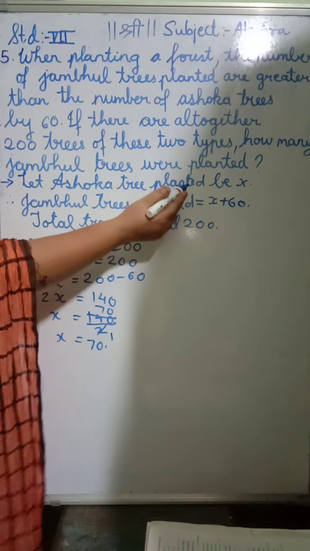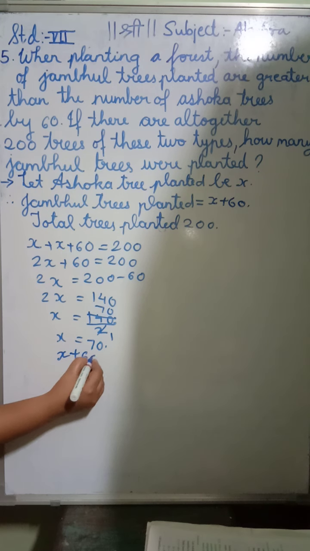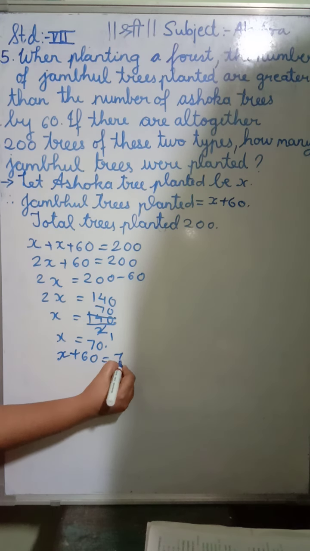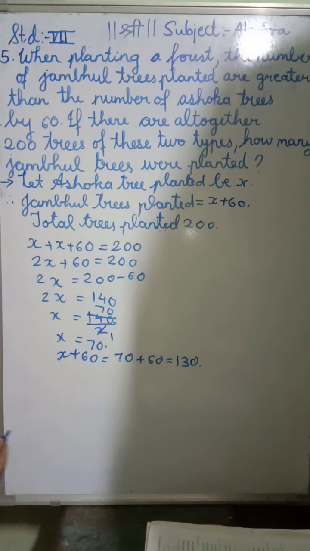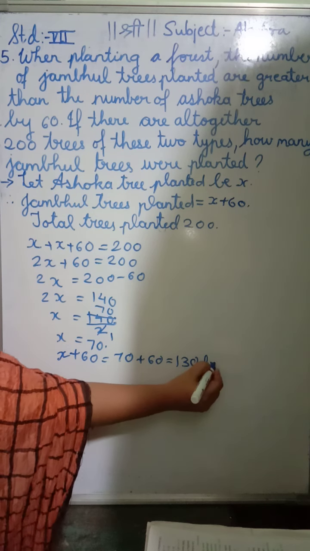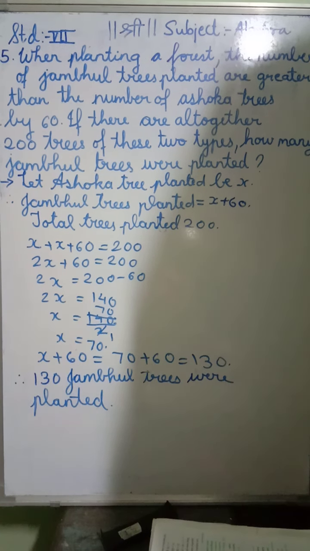If X is 70, who is 70? Ashoka trees. The other expression is X plus 60. Now X is 70, and 70 plus 60 will give us 130. What is that 130? Trees. Therefore, what they are asking us, how many jambul trees were planted? Is this the expression of jambul trees? Yes. So, the last statement will be: therefore, 130 jambul trees were planted.